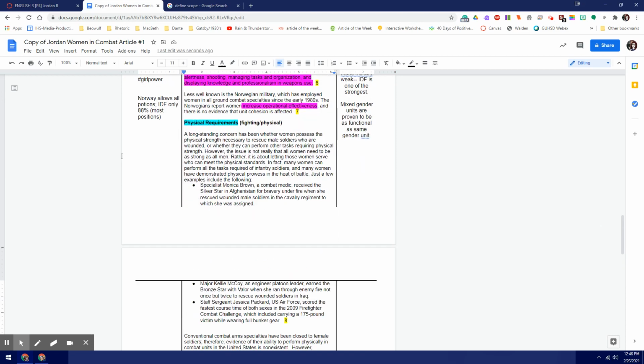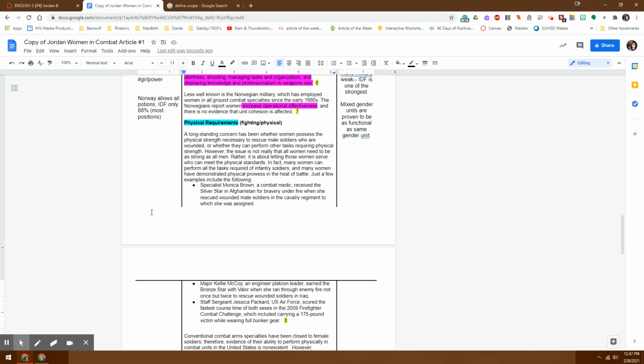We are looking at our physical requirements. So this is kind of interesting. So let's start by looking at paragraph 8. A long-standing concern has been whether women possess the physical strength necessary to rescue male soldiers who are wounded, or whether they can perform tasks requiring physical strength. However, the issue is not really that all women need to be as strong as men. Rather, it is about letting those women serve who can meet the physical standards. In fact, many women can perform all the tasks required of infantry soldiers, and many women have demonstrated physical prowess in the heat of battle.